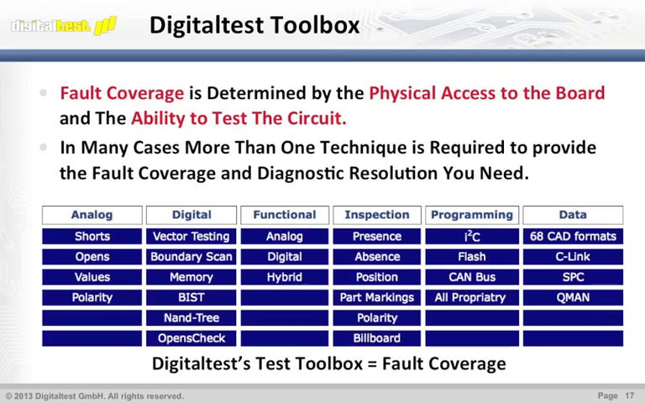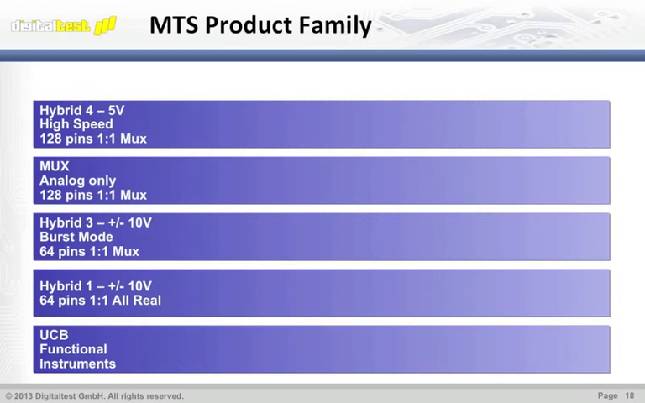The toolbox of test capabilities that sits inside the Digitaltest systems is vast. And if you come and see one of the systems, you'll be able to see all of those capabilities in real life. When it comes to the MTS product family, all of our cards will go across all of the systems. This makes it very easy for us to configure and to support all of our flying probers, our in-circuit systems, and our functional in-circuit rack mount systems.